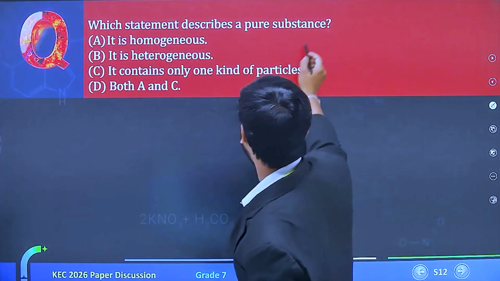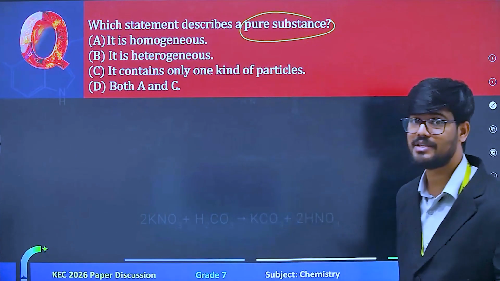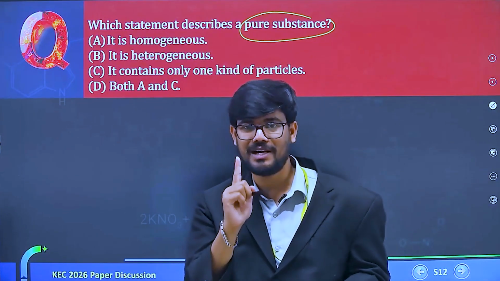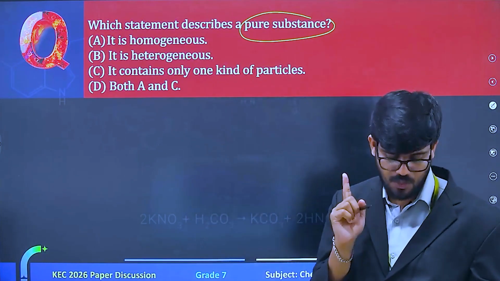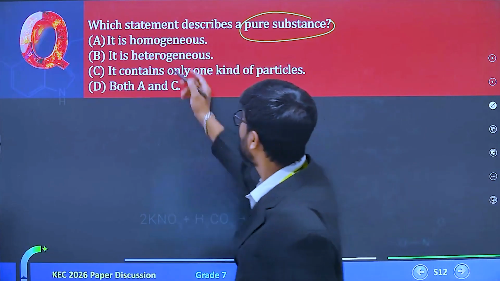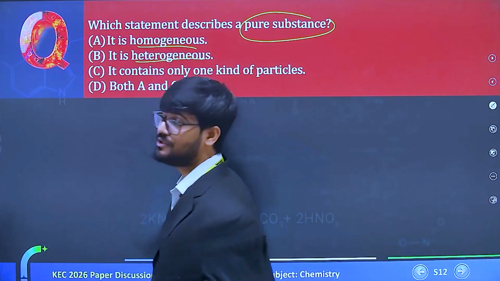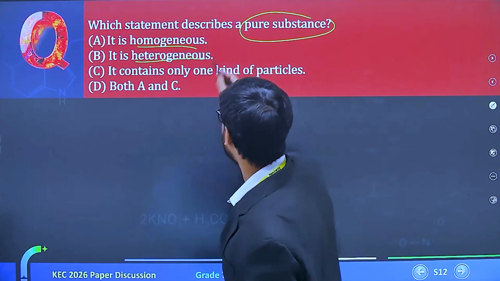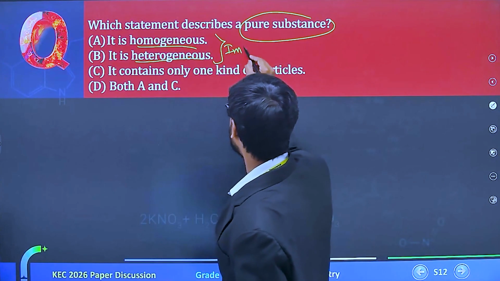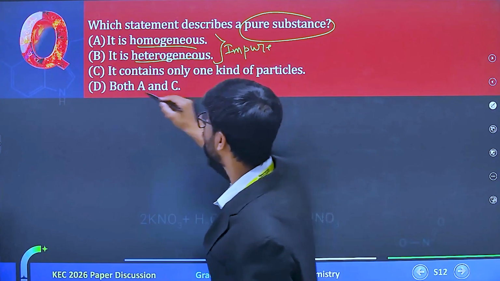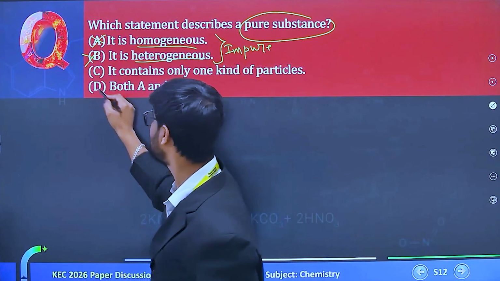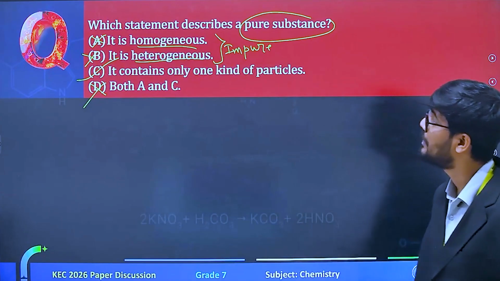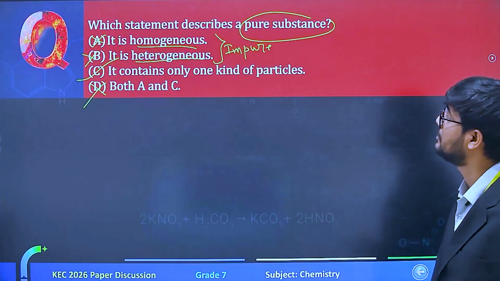Next, this one. Which statement describes a pure substance? Pure substance means only one kind of particle, right? Homogeneous and heterogeneous, these all mean mixture, and a mixture is always impure. So these are not the correct answers. Both A and C are not correct. C will be the correct answer here. Correct? C will be the correct answer here.